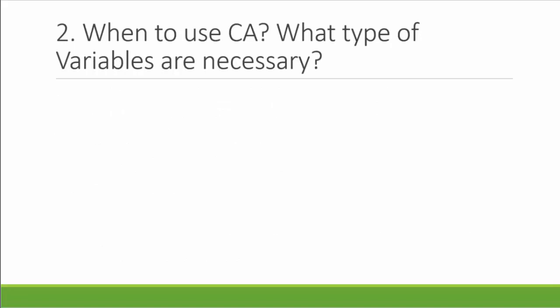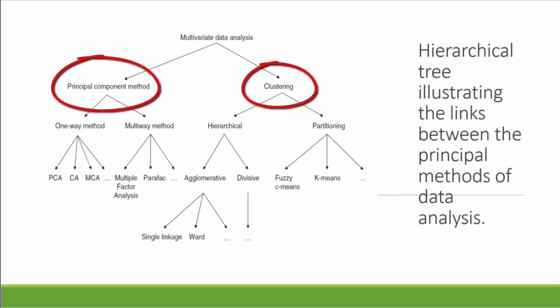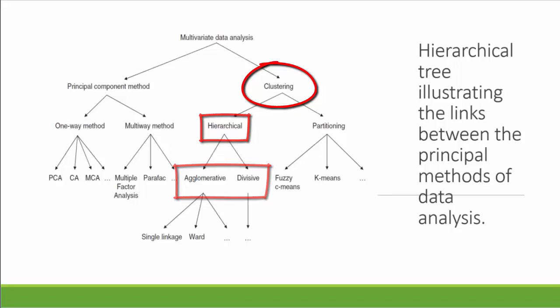When to use CA, what type of variables are necessary? But before I answer that question, I will be showing you a hierarchical tree. Here is a hierarchical tree illustrating the links between the principal methods of data analysis. As a multivariate data analysis, there are two types: the principal component method and the clustering.